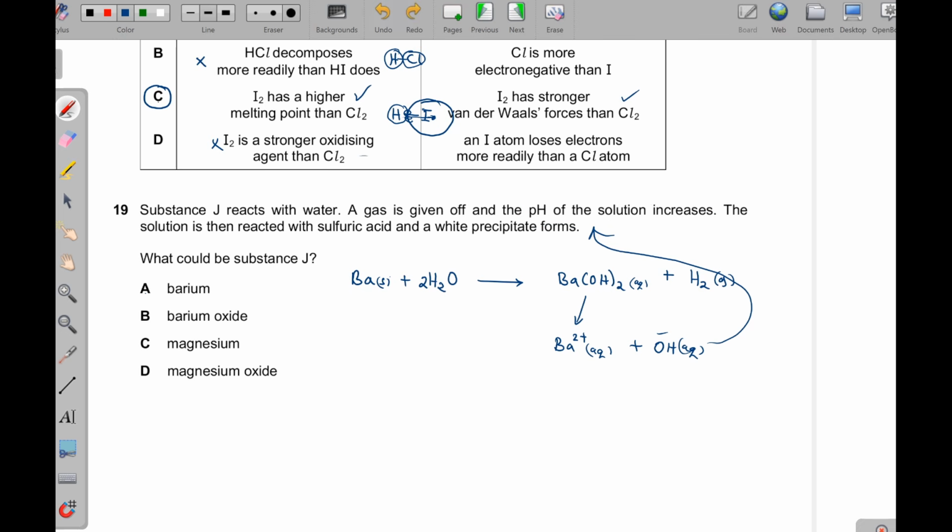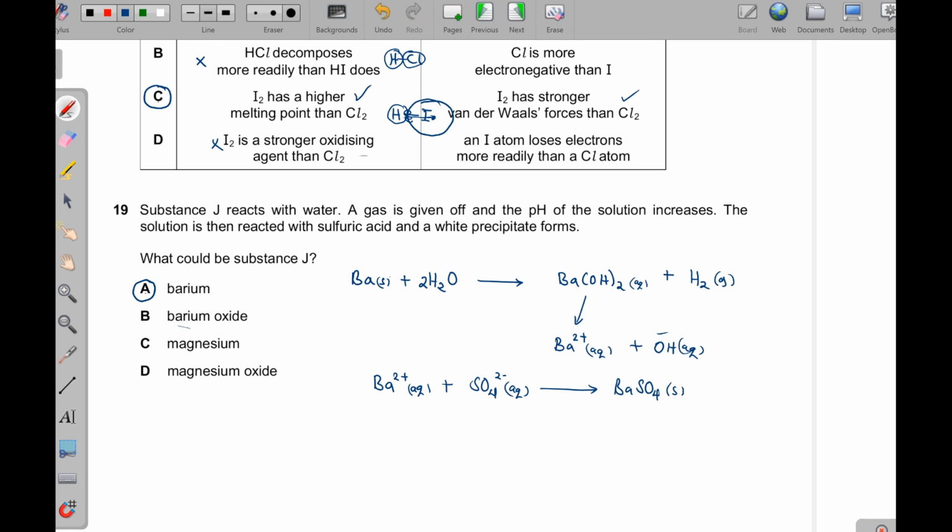Do you see that? Now, when you react this with sulfuric acid, automatically the barium ions here are going to react with the sulfate ions. Then from here, you get this white precipitate, which is barium sulfate. And we know that solubility of sulfates of group 2 elements decreases down the group. So magnesium sulfate is more soluble than barium sulfate. Barium sulfate is not soluble. You are going to see it being precipitated out. You see? So that means our answer actually has to be A.